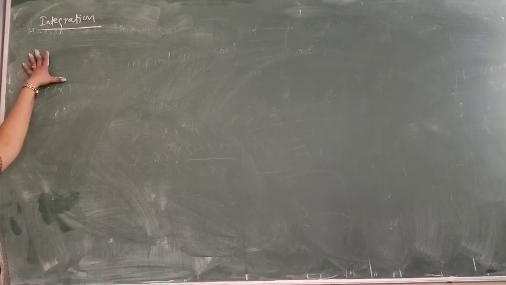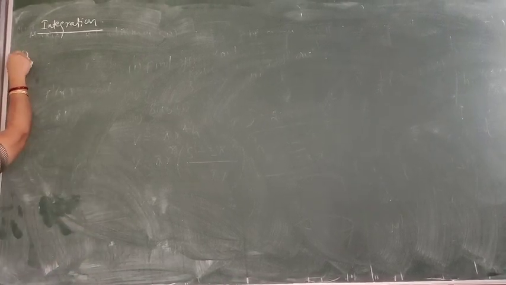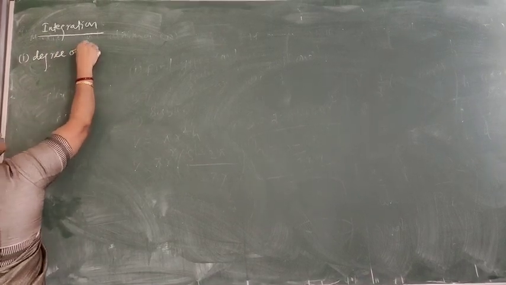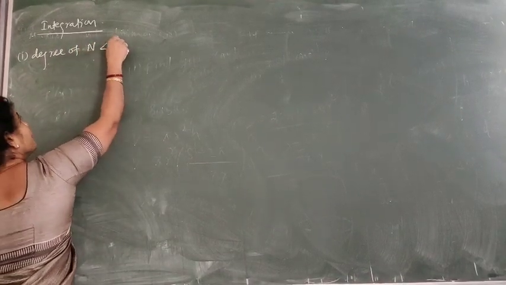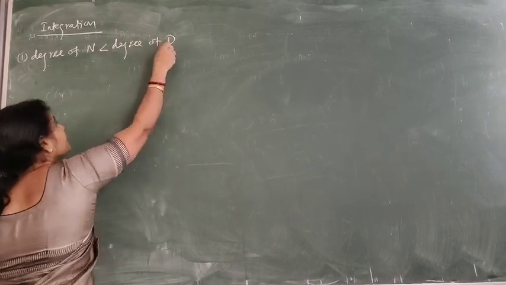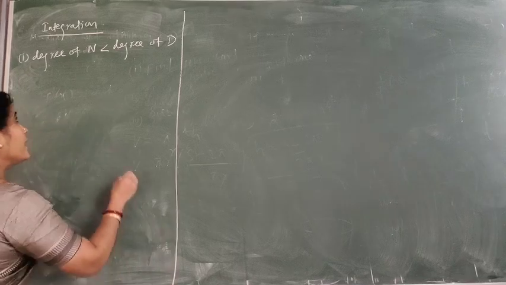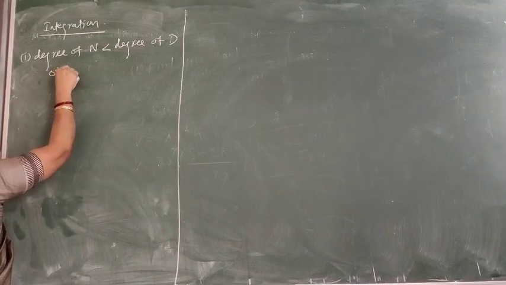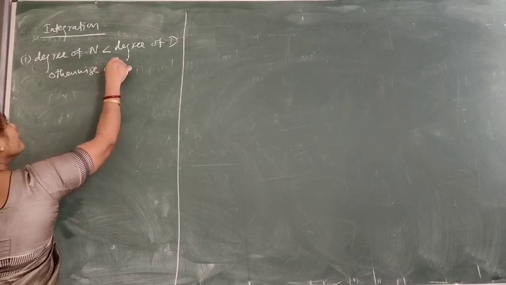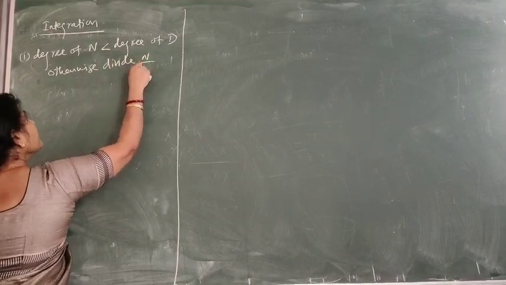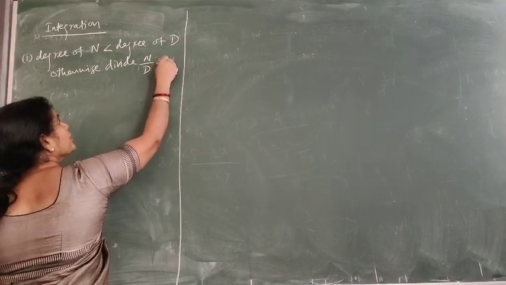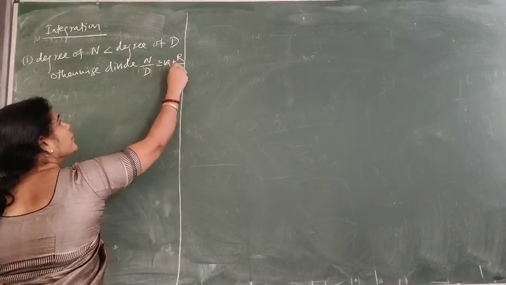Whenever you see an integration question, step number one: the degree of the numerator should be less than the degree of the denominator. Okay, fine. Otherwise, you have to divide. Otherwise means greater than or equal to. Divide the numerator by the denominator. Then the result can be written as quotient plus remainder upon denominator.